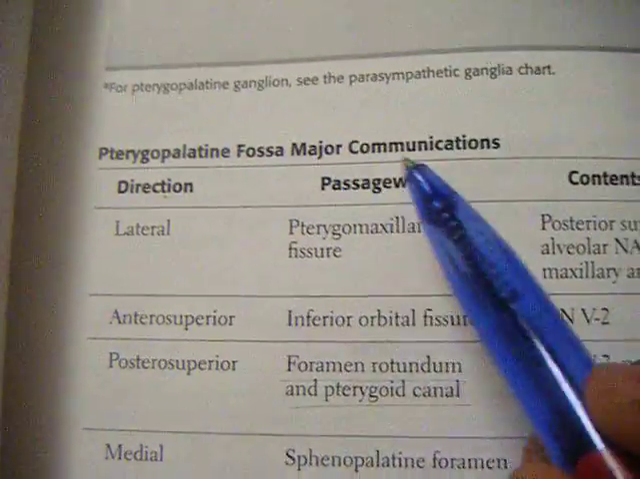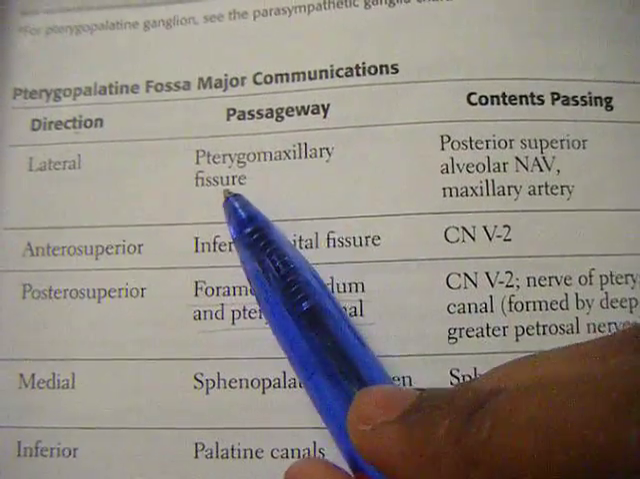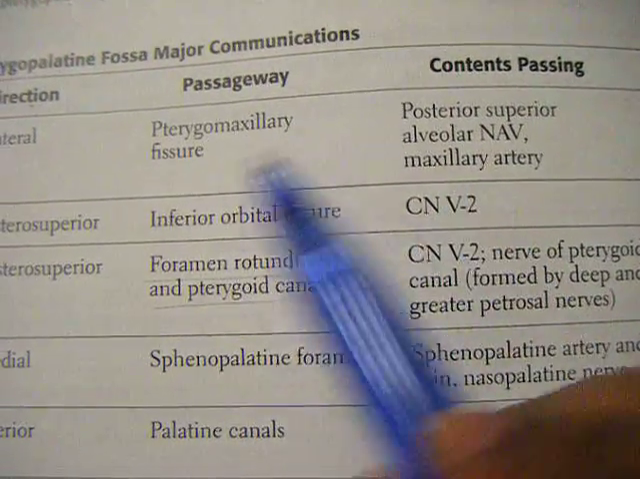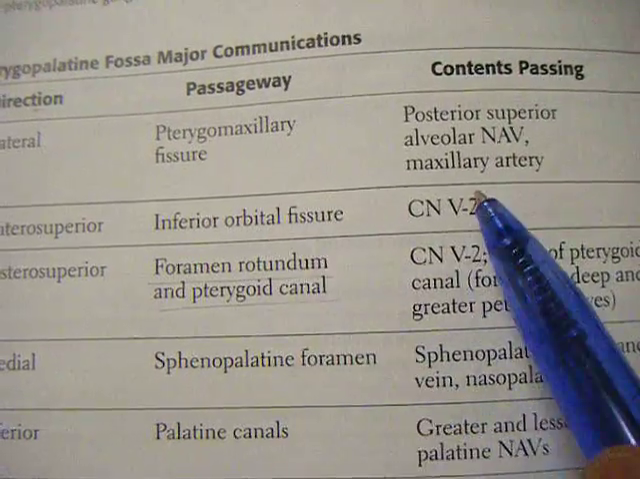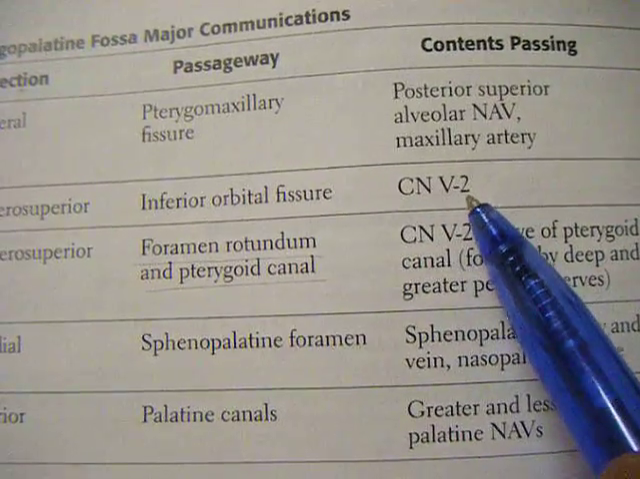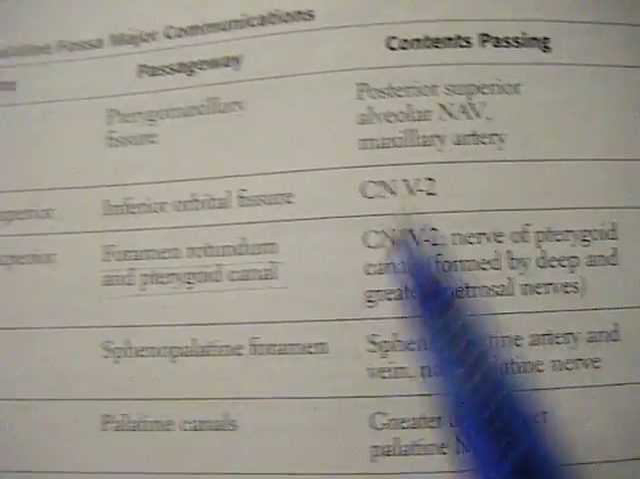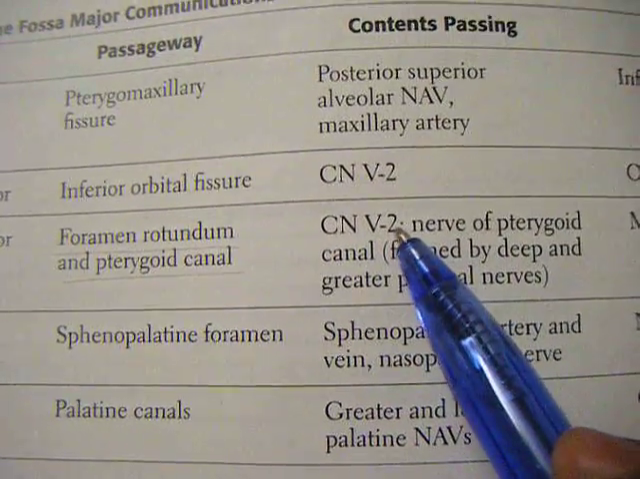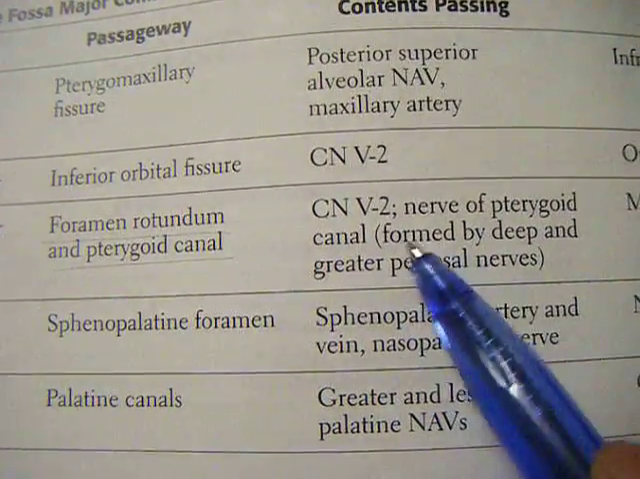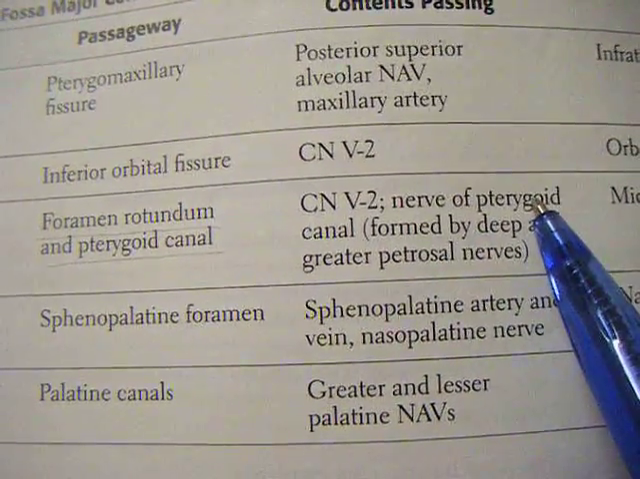The pterygopalatine fossa major communications are as follows. The contents passing through the pterygomaxillary fissure are posterior superior alveolar nerve and maxillary artery. The content passing through inferior orbital fissure is cranial nerve 5, that is the maxillary division. Foramen rotundum and pterygoid canal, through which again the maxillary division passes, also the nerve of pterygoid canal, that is formed by the deep and greater petrosal nerves. So deep and greater petrosal nerves form the nerve of pterygoid canal.